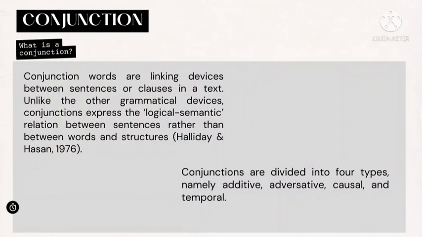The next material is conjunction. What is a conjunction? Conjunction words are linking devices between sentences or clauses in a text. Unlike the other grammatical devices, conjunctions express the logical semantic relation between sentences rather than between words and structures. Conjunctions are divided into 4 types, namely additive, adversative, causal, and temporal.